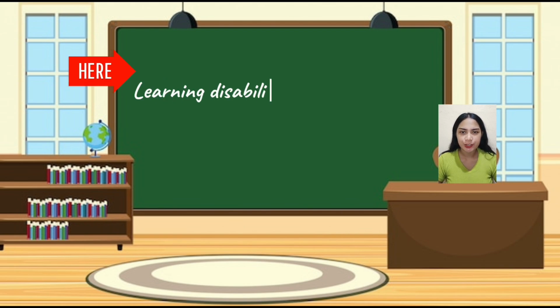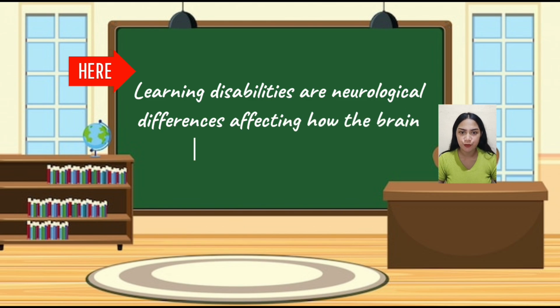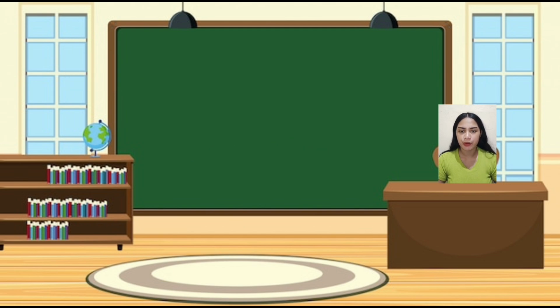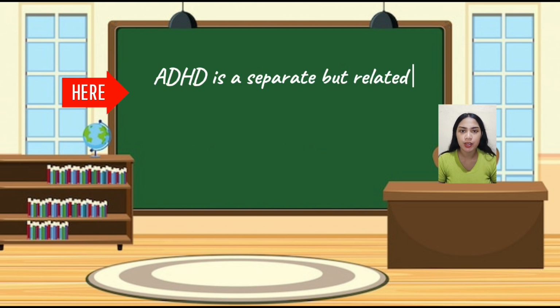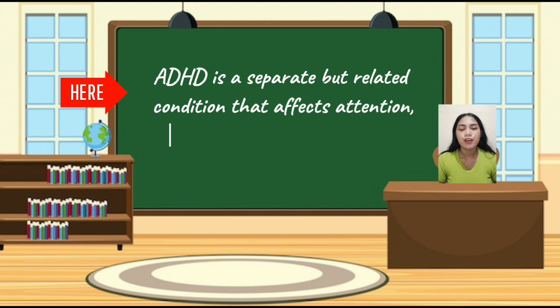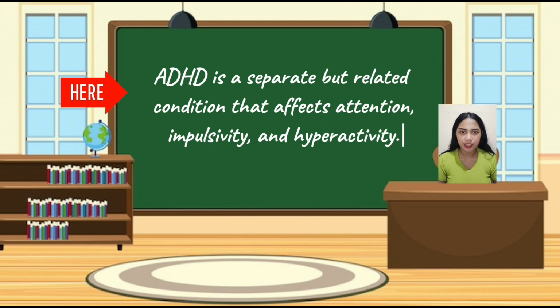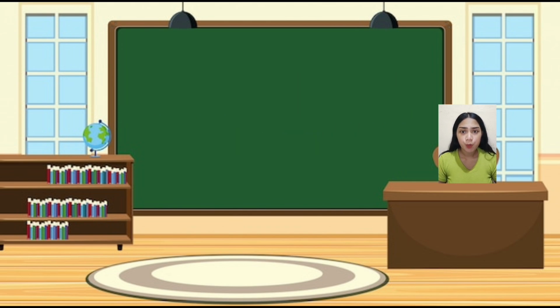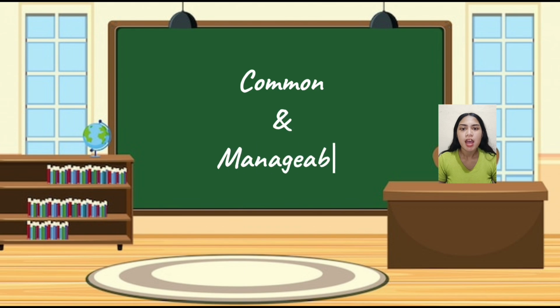Learning disabilities are neurological differences affecting how the brain processes information. This isn't a matter of intelligence or effort, it's about how the brain works. While ADHD, or attention deficit hyperactivity disorder, is a separate but related condition that affects attention, impulsivity, and hyperactivity. But remember, both are common and manageable.